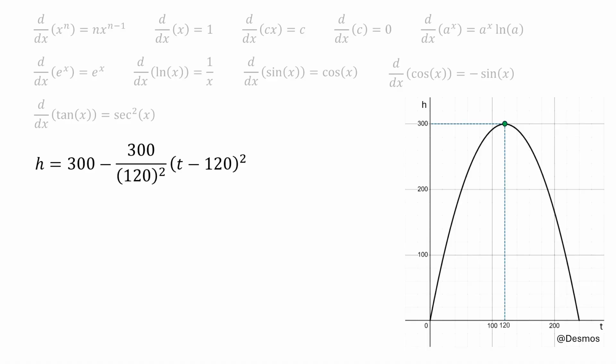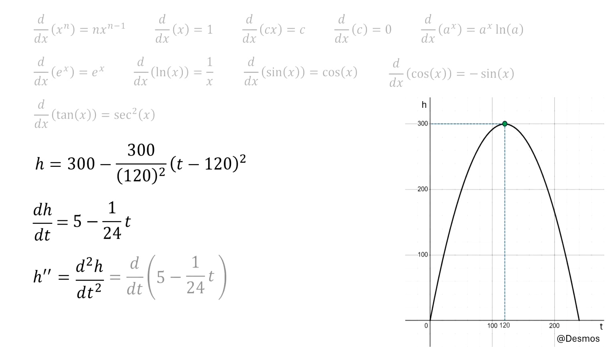Sounds confusing? Let's start with the notation. You can use one of these common forms, h double prime, or second derivative h with respect to time. Then, take the first derivative of the function and find its derivative again. The derivative of a constant is 0. The derivative of a constant times the variable is the constant itself.